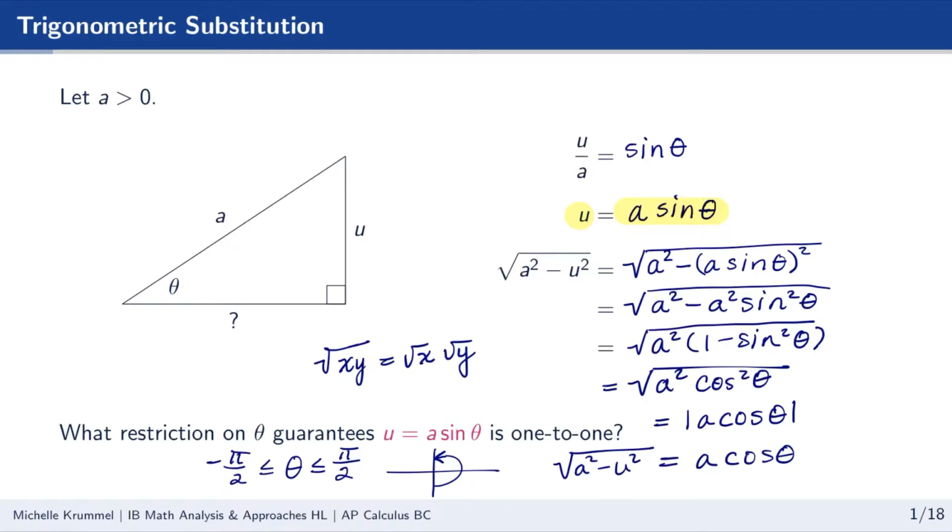In these trig substitution problems, what we're going to see is an integral that involves some sort of expression that looks like this. And we are going to substitute A cosine theta in place of the square root of A squared minus U squared. That's where we're going with this. Right now we're just developing why we use A cosine theta as a substitution for the square root of A squared minus U squared.